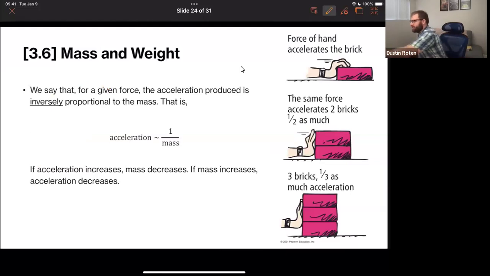Now, here's a new type of relationship we need to discuss. We say that for a given force, the acceleration produced is inversely proportional to the mass. Now, inversely proportional is a little bit harder. That is, acceleration is inversely proportional to the mass, and that's why we have the 1 over. So the 1 over is going to be inversely proportional.